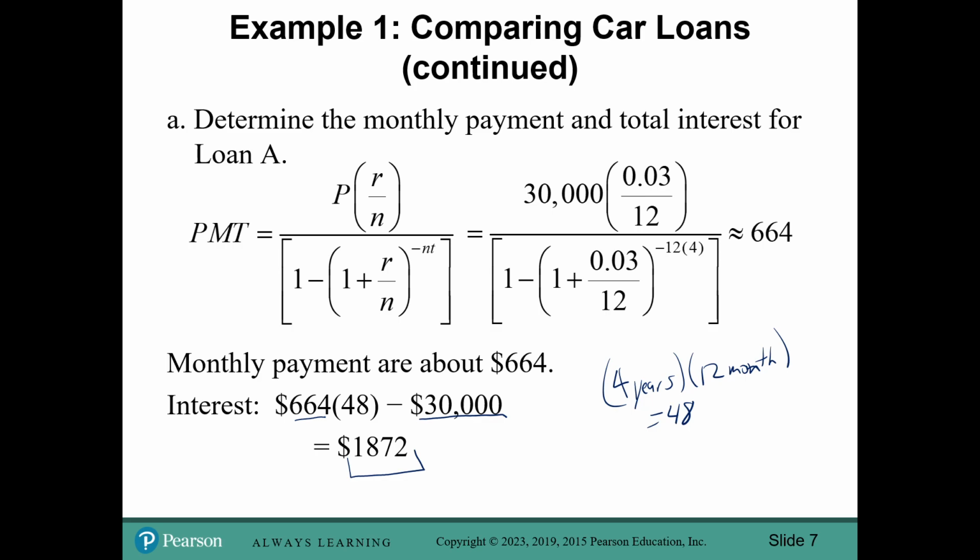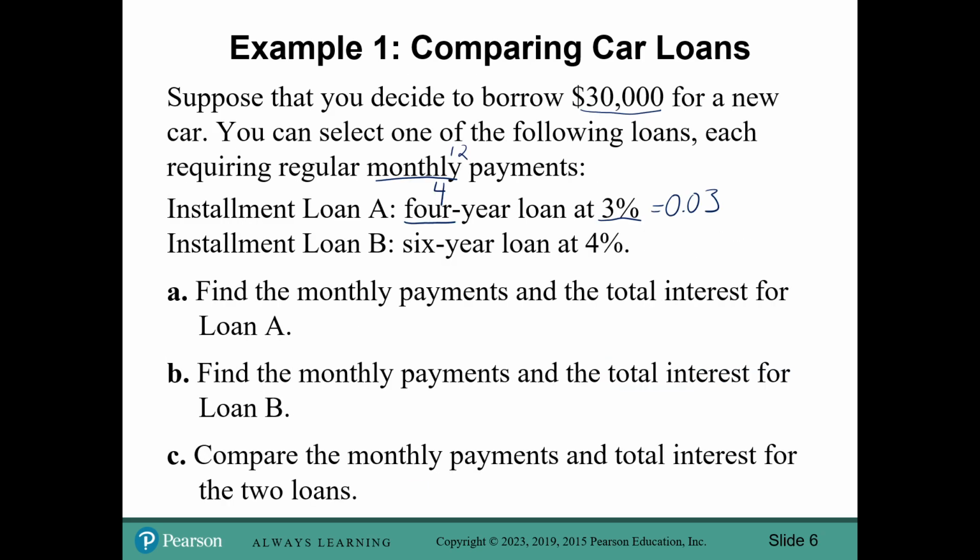Okay, let's see how that changes for loan B. Because if we go back here and look at loan B, loan B is a 6-year loan at a higher rate of 4%, which is typically what happens. The longer it takes you to pay back a loan, typically the higher interest rate they're going to charge you. If you do a short-term loan, typically you get a better interest rate. Typically, not always, but typically.